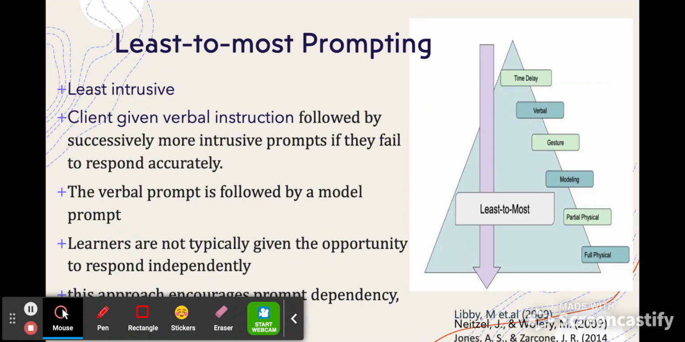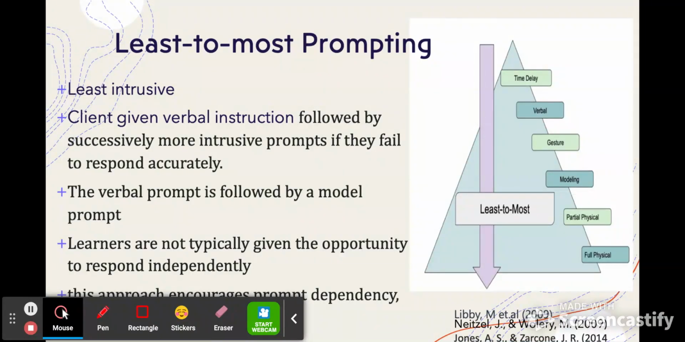Now here's the opposite of that. This is least to most prompting. So again, here is our prompt hierarchy. And here we would be using the least intrusive prompt. And then we would go step by step to a full physical.